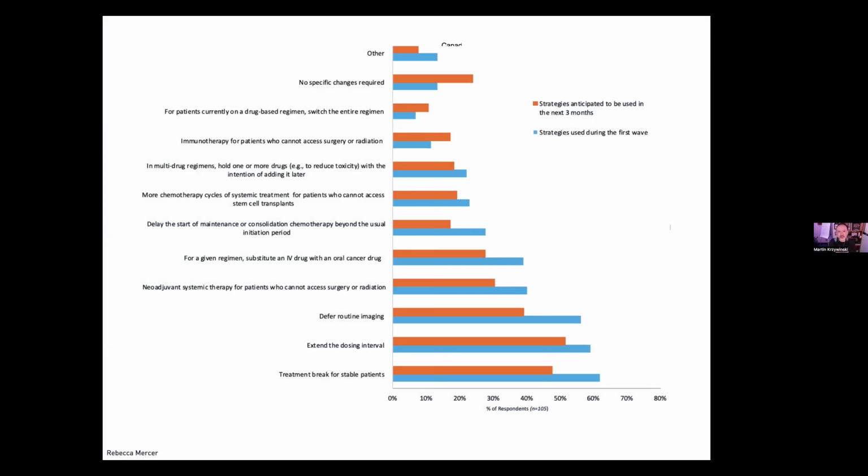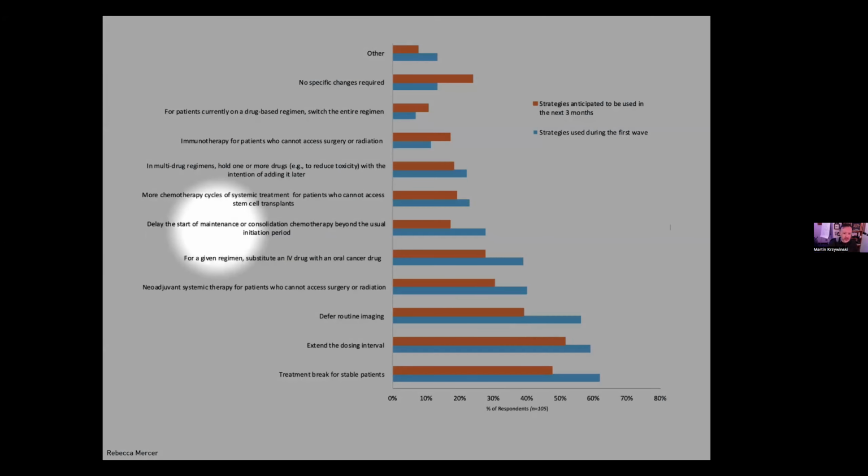But fundamentally, the trick is, what is the order of these things that are changing over time? So here are these strategies like delay the maintenance of consolidation of chemotherapy, etc. And this is what we did in the first wave, blue, and what we think we're going to do in the next 3 months. Okay, so what is the order of these things? I don't know. It comes first, which is the least interesting. Okay, well, no specific changes required comes second. Okay, so far I know nothing really.